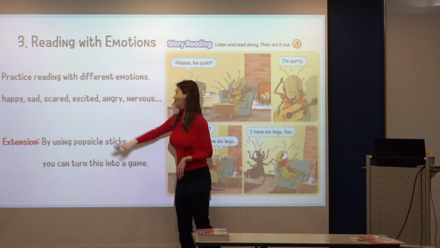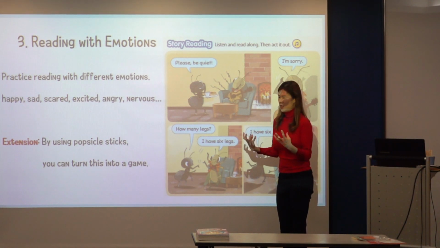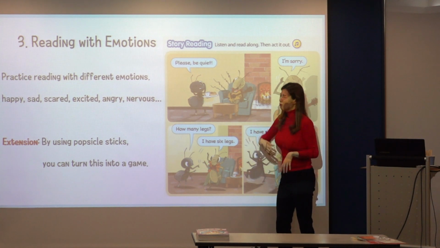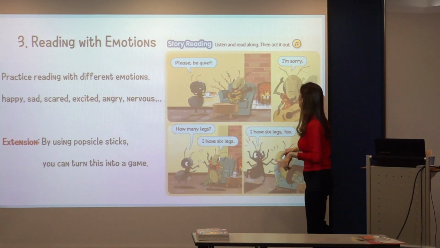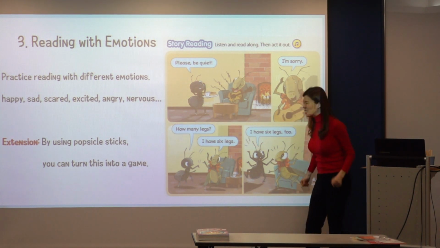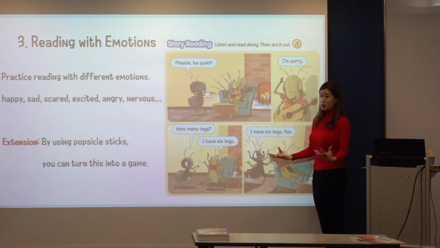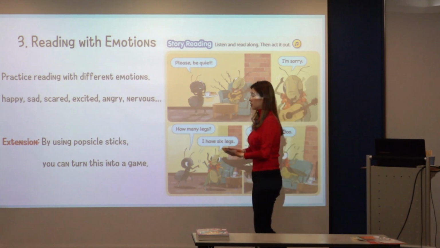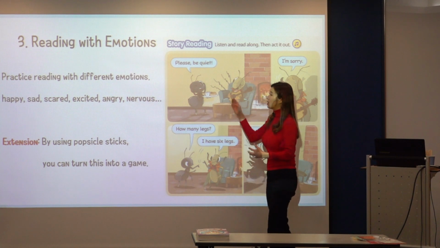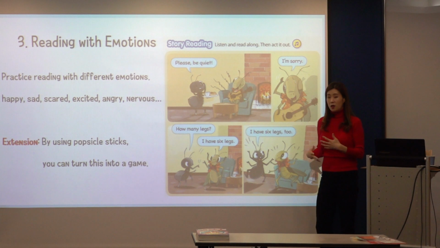Angry. Okay? Make your angry face. You're very angry now. Okay? Let's read it together. Ready, set, go. Please be quiet. Oh, I am sorry. How many legs? I have 6 legs. I have 6 legs too. Angry, right? They're so different. This activity is very essential for students who read a script or reading passage without emotions, or like a robot.